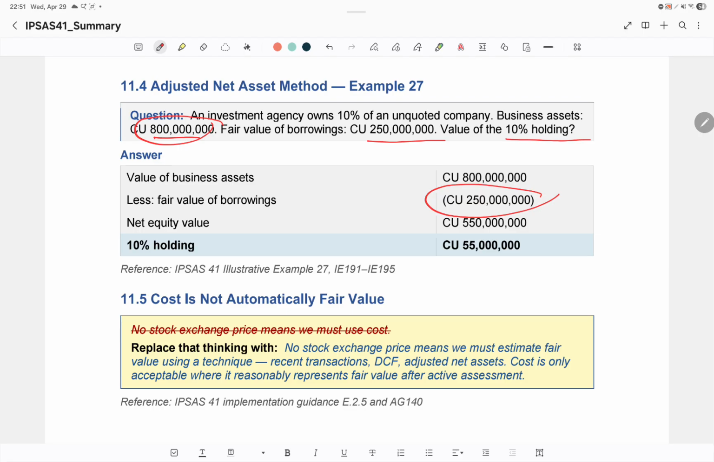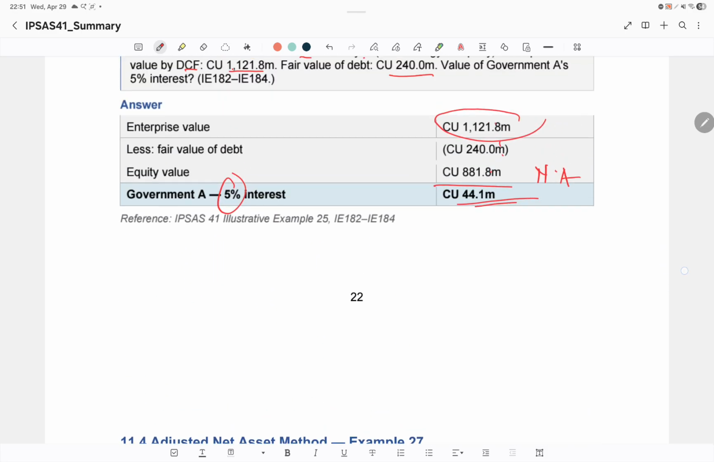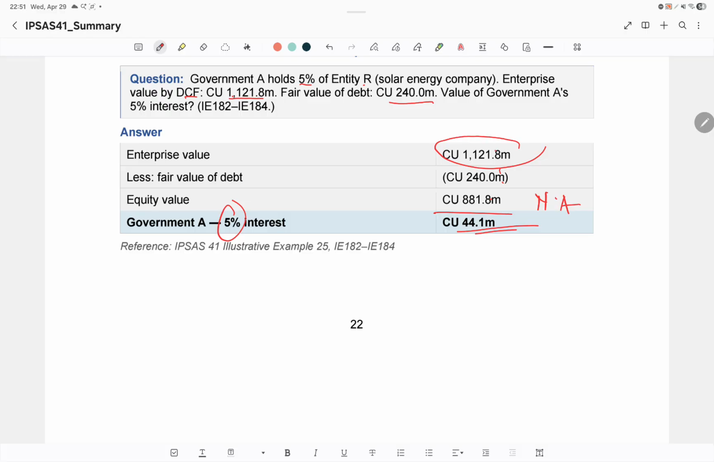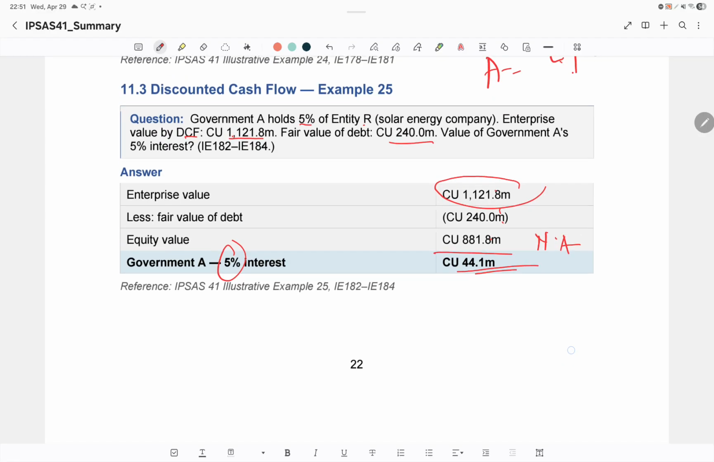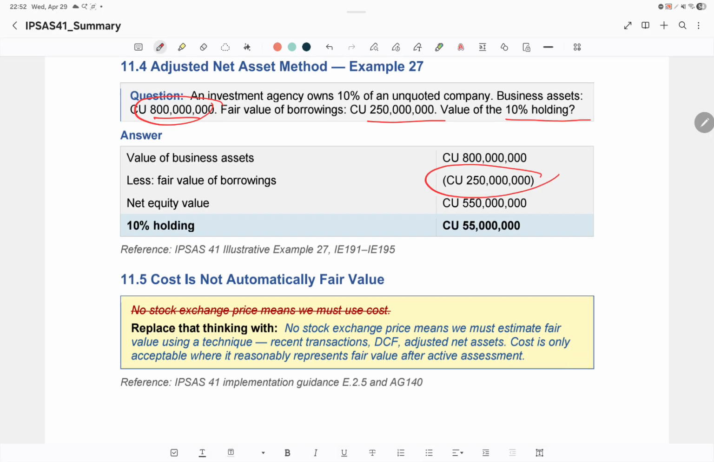This one is more like the other one. An investment agency owns 10% of business assets, fair value of borrowings is this, value of 10% holding. So what's the difference between these two? One, we have the enterprise value, which we measured with DCF, discounted cash flow. Cost is not automatically fair value. No stock exchange price means we must estimate fair value using a technique.